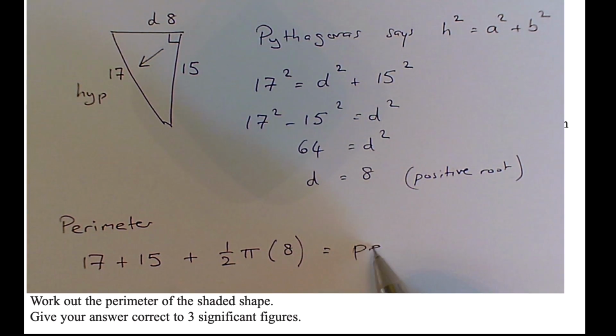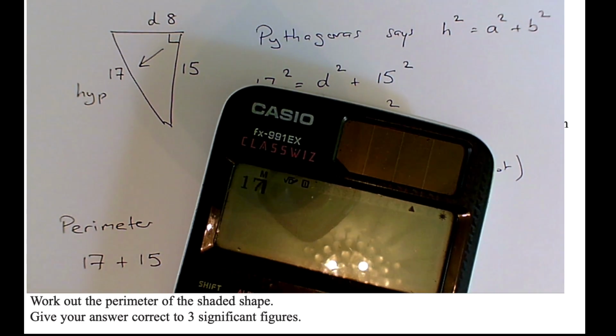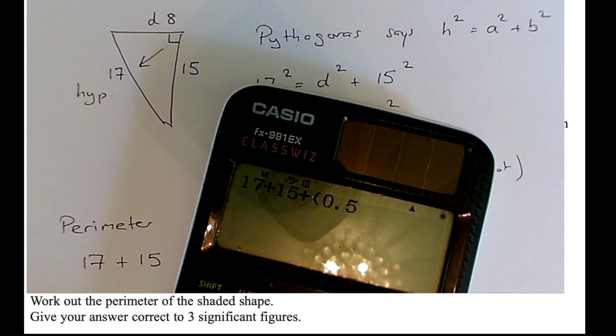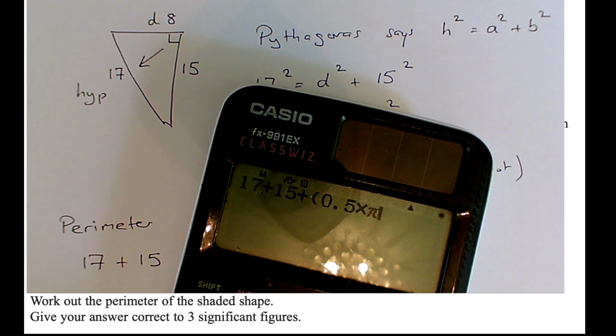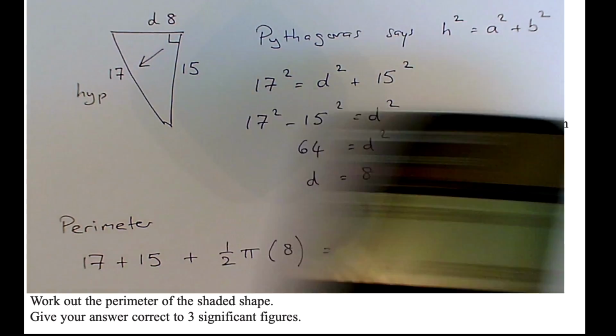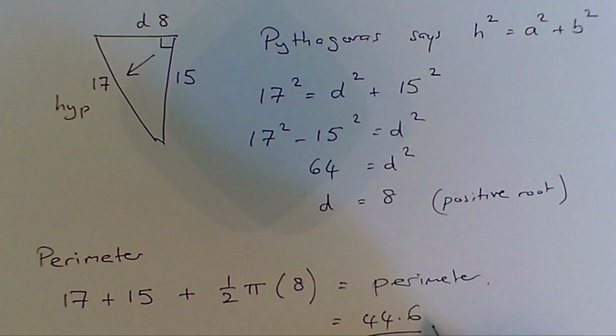Don't forget, the question says give your answer to 3 sig figs, so make sure you do. Okay, so let's add these up. 17 plus 15 plus a half times pi times 8. Okay, and that equals 44.6. And that's my answer, 44.6 centimeters. I'm just checking there to see if it's centimeters or meters. Centimeters. Okay, there's the answer.